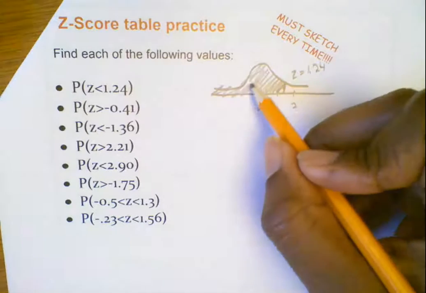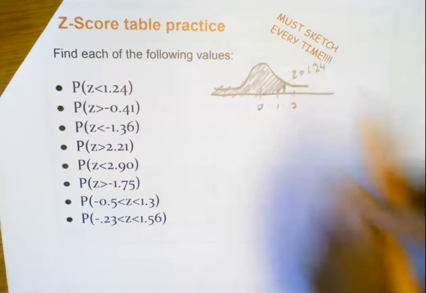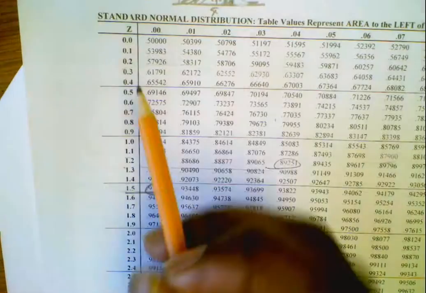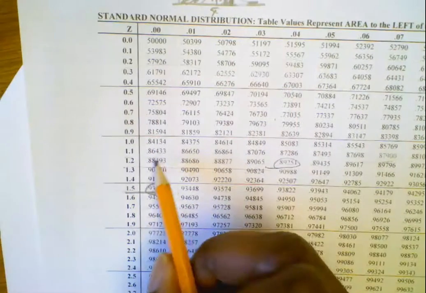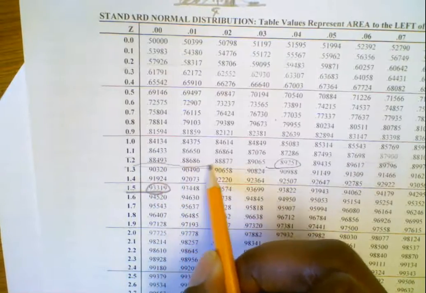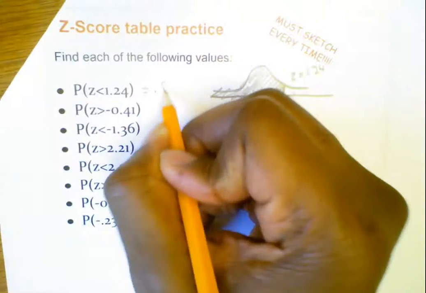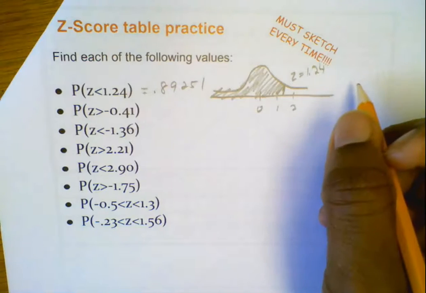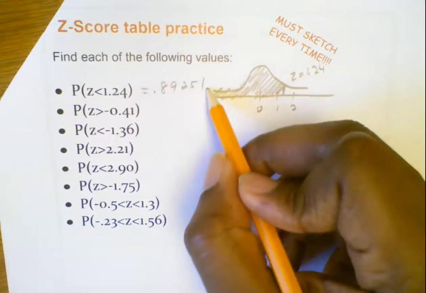And you want to find that area underneath the curve. You want to find the probability of landing in this area, or this percentile. This is how you do it. You go to the z-score table, go over to 1.2, then line up with 1.24. Here's the 0.4 part. So 1.2, go all the way over to this, and it's 0.89251. So that's the probability.